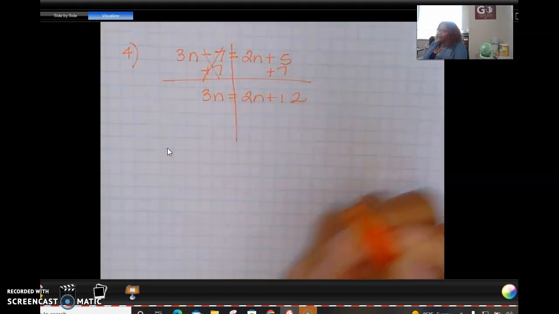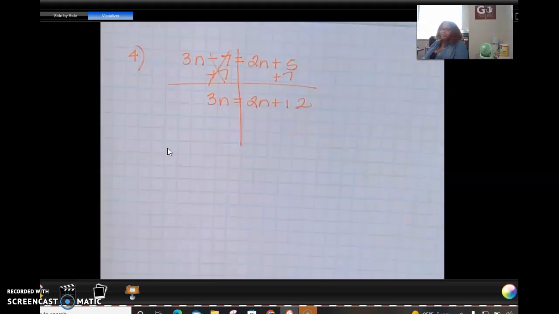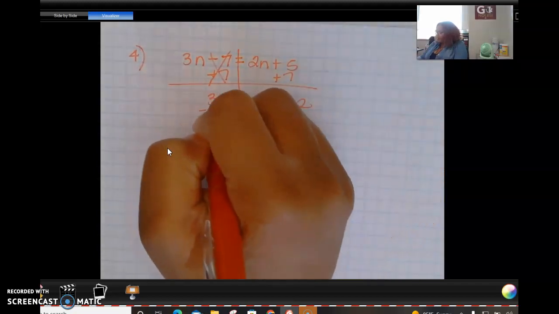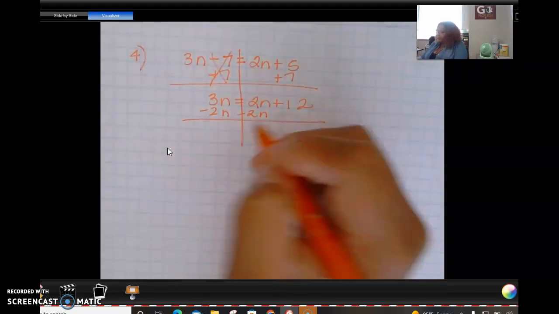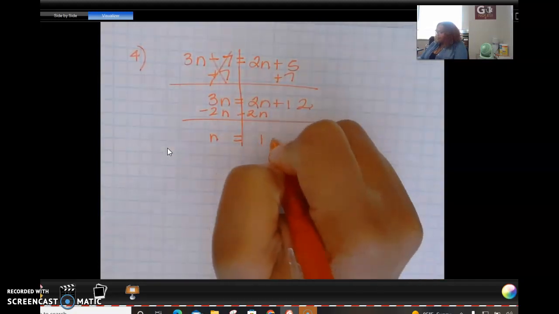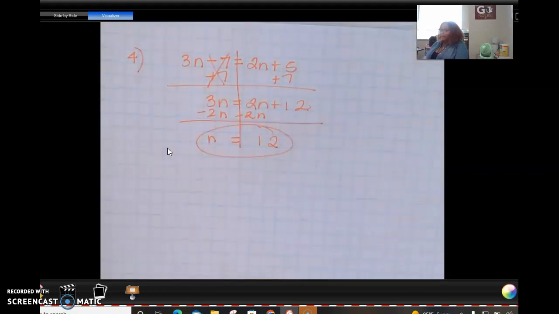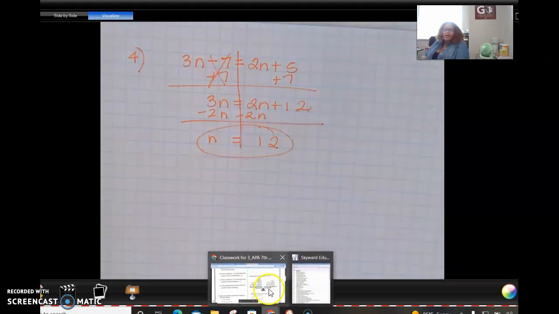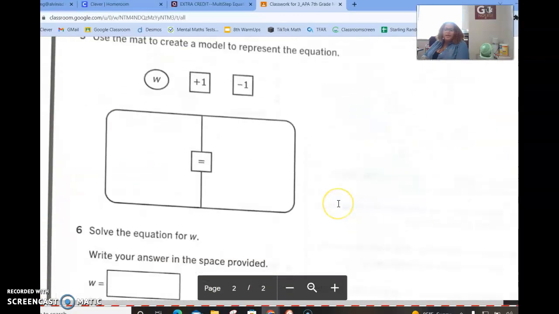Good. Now what? I moved my constant on the left. Now I need to move my variable on the right. What do I do to this 2n? Subtract it on both sides. Minus 2n, minus 2n. 1n. Good. Equals positive 12. Done. Have I got my variable by itself? Yup. Oh, can we keep these for notes? Yeah, you can. All right, let's go to the next page.